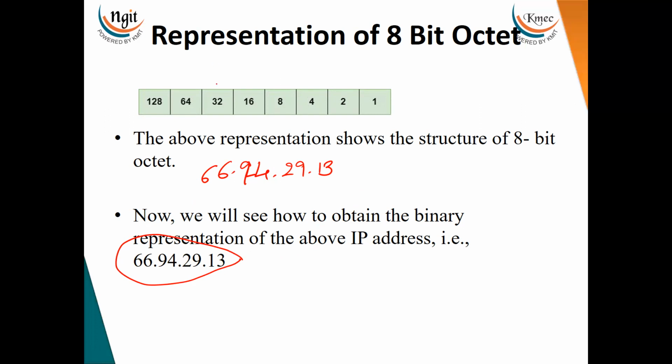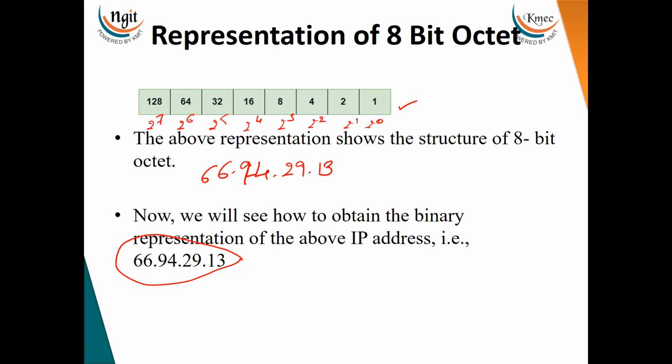I have already told you that we have an 8-bit octet. That means these are 2 power 0, 2 power 1, 2 power 2, 2 power 3, 2 power 4, 2 power 5, 2 power 6, and 2 power 7.